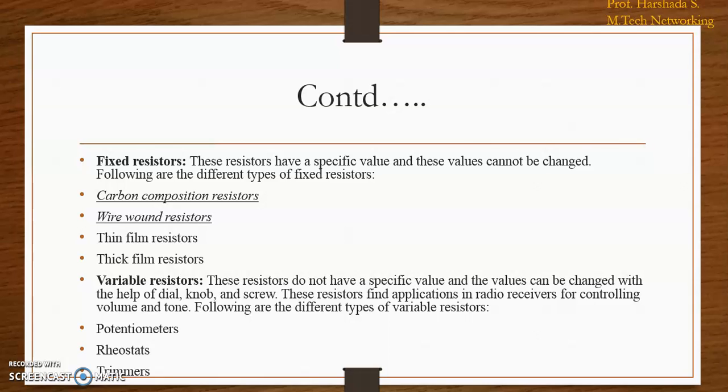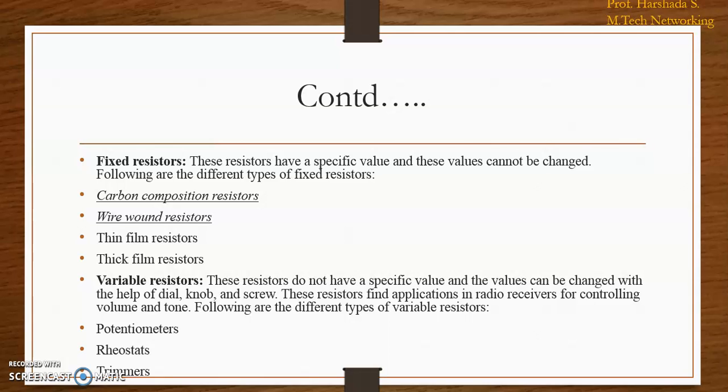This fixed resistor is also divided into some types: the first one is the carbon composition resistor, the second one is the wire wound resistor, next the thin film resistor and the thick film resistor. In our syllabus you study two types of fixed resistor. The first one is the carbon composition resistor and the second one is the wire wound resistor.